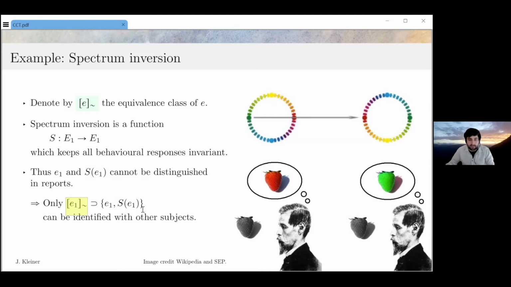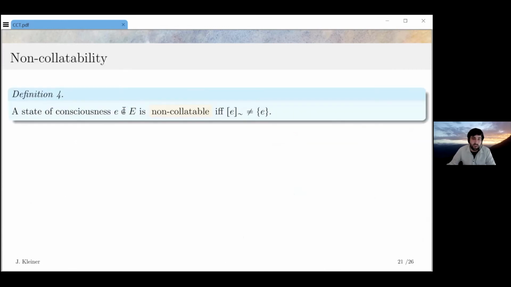Okay, so the message here is that spectrum inversion is something that's defined for an individual subject, but it would have implications for the identification. In fact, a word I use to describe this is non-collatable. I would say a state of consciousness E is non-collatable if and only if the equivalence class of E, which we've just discussed, contains more than just the state itself, right?